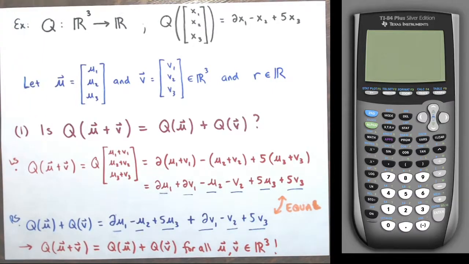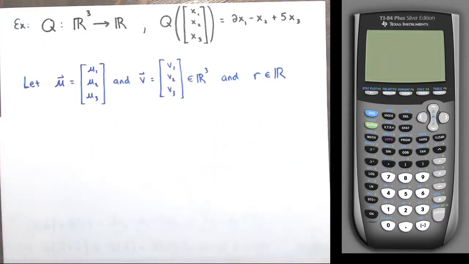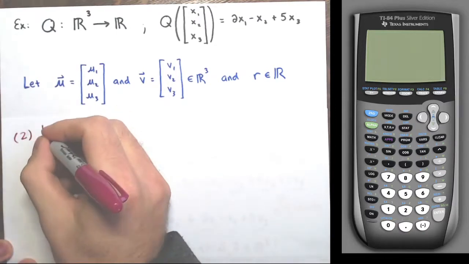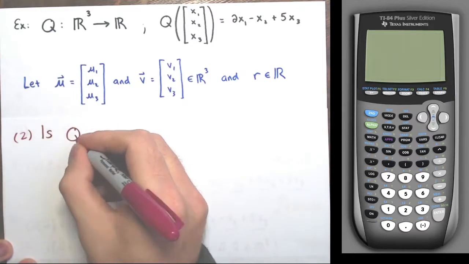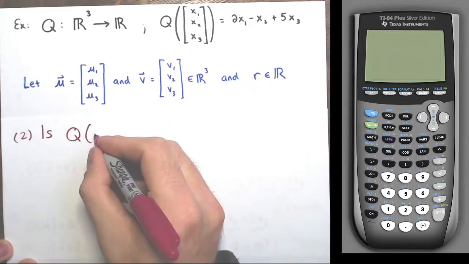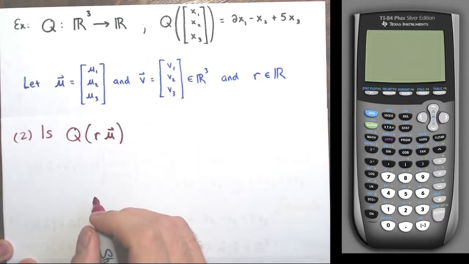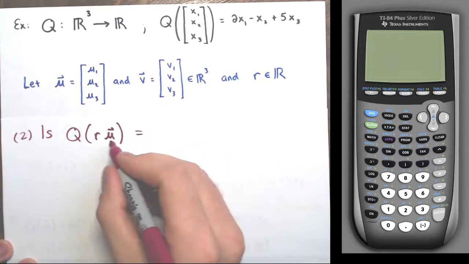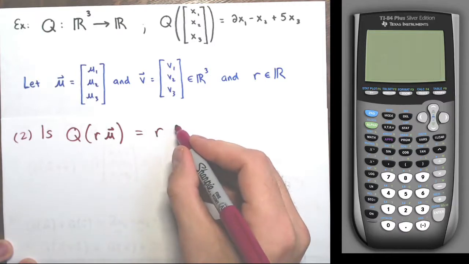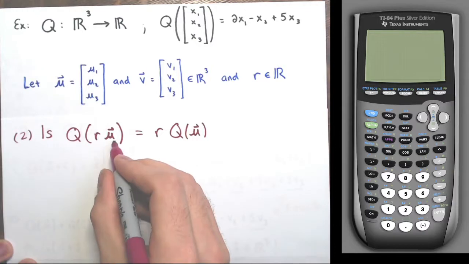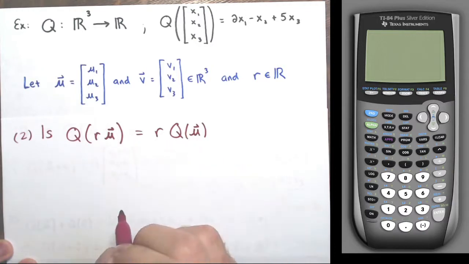So, next question, part two. Now I'm working on finally this homogeneity property. The question is, is the value of Q at a scalar times a vector from the domain, r times u, equal to that same scalar times the image of the vector? So is Q of ru equal to r times Q of u?